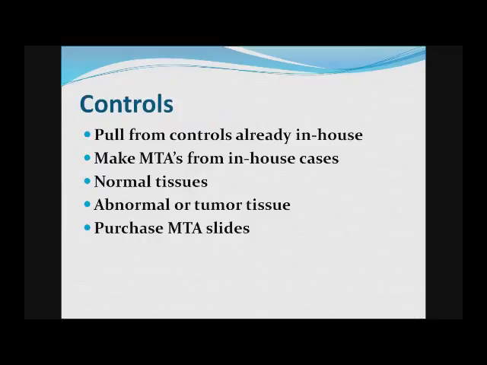Now I like to start out by pulling controls that I already have in-house when that is possible. Sometimes we make small MTAs, and sometimes we use normal tissue and abnormal tissue or tumor tissue. You can purchase a lot of MTA slides. There are several companies who make those. The pathologists also need to get used to looking at how things stain in abnormal and normal tissues. So keep that in mind, that when you're introducing them to a brand new antibody that they requested, they may need to familiarize themselves with what looks the best too.